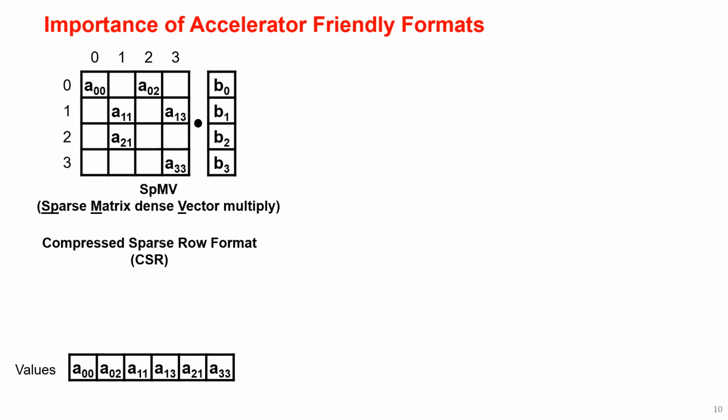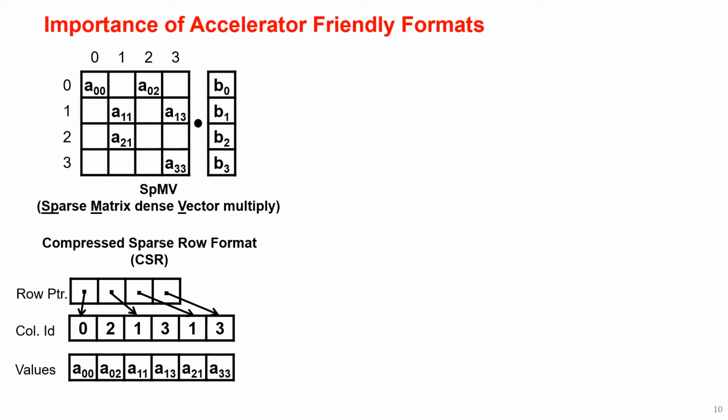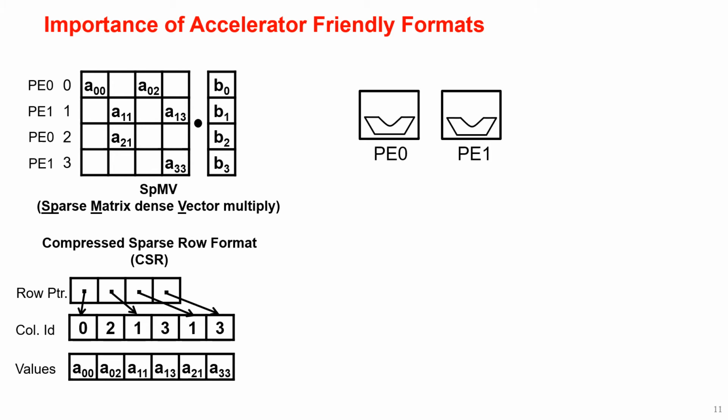Here all the non-zero elements of A are stored in the row major order in the values array along with their column IDs in the column ID array. And a set of row pointers determine the beginning of each row in these arrays. Now let's see the execution of SPMV on two PEs where different rows of the sparse matrix are assigned to different PEs.